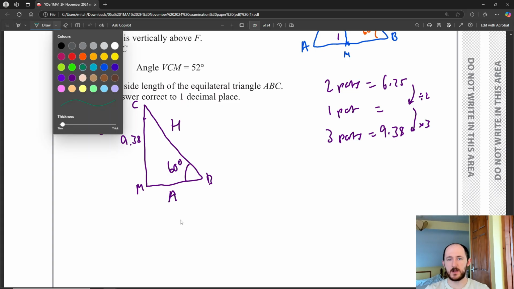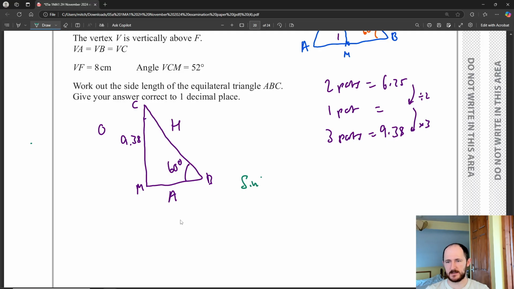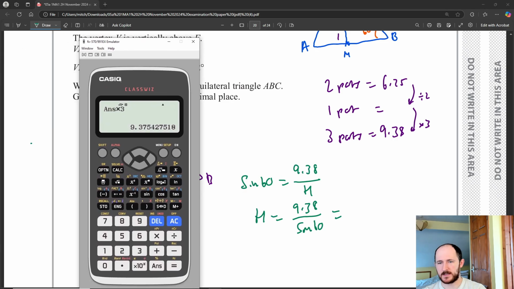So what do we use? We use sine. So we have sine 60 equals 9.38 over H. So then H is just going to be 9.38 over sine 60. There you go. Correct to 1 decimal place. Okay, so when I take that answer, divide it by sine 60, 10.8.